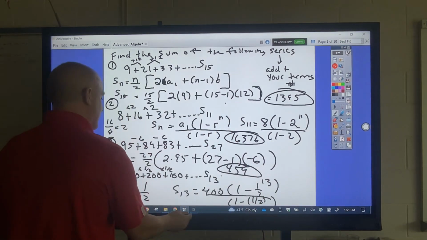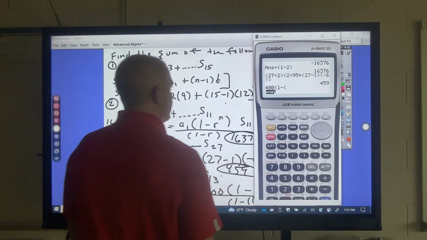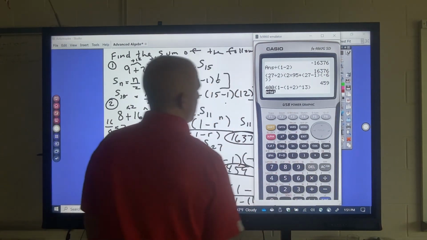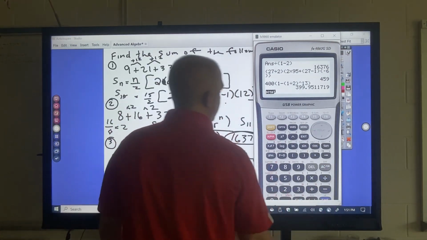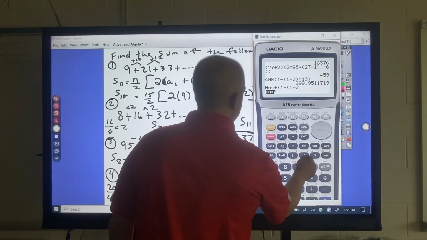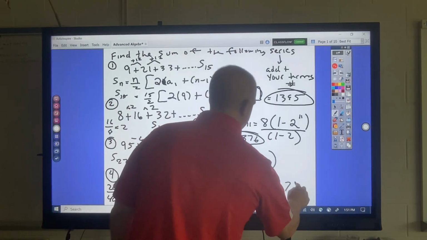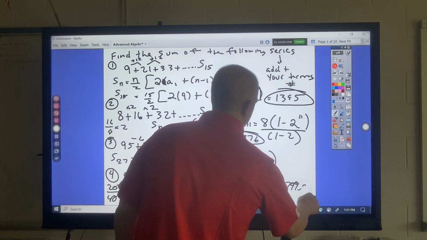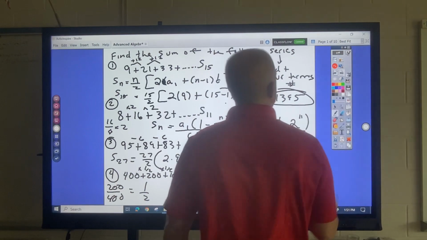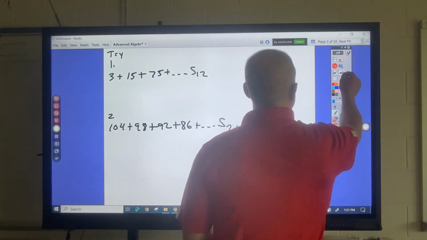I'm going to put parentheses around that fraction. So 400, 1 minus parentheses 1 divided by 2, close the parentheses, to the 13th power, close it, divided by 1 minus 1/2, double close. I get 799.9. That's my answer on that. You can go ahead and try these, and figure out whether it's arithmetic or geometric first.